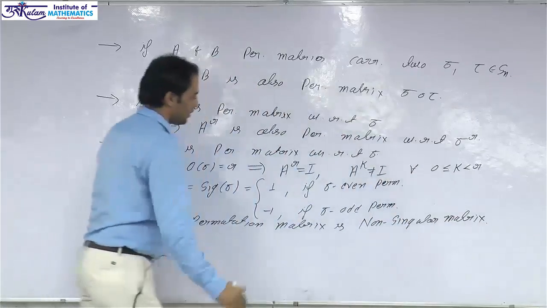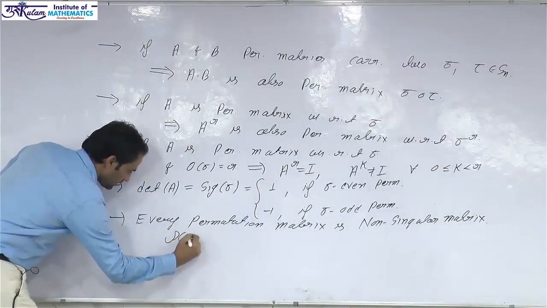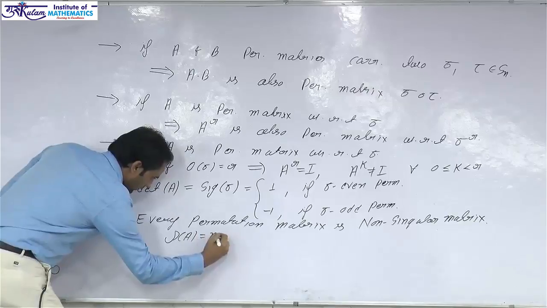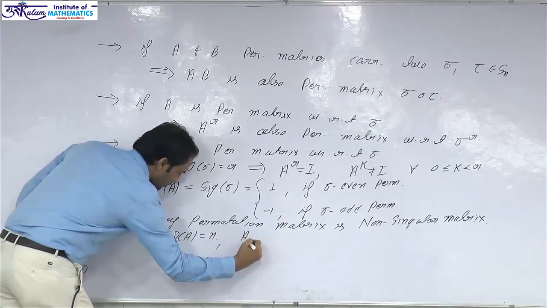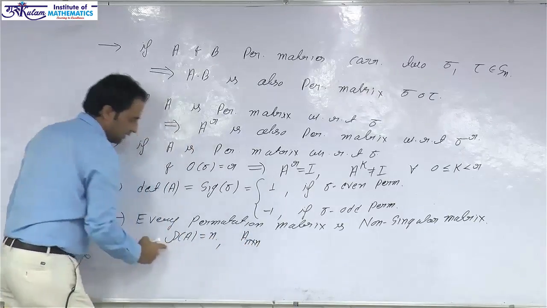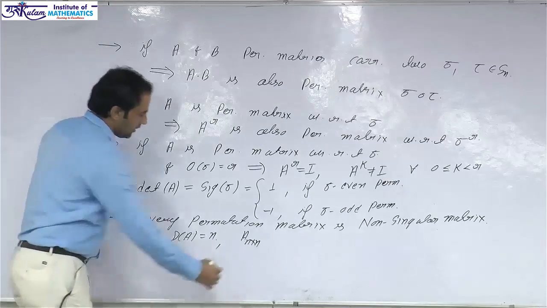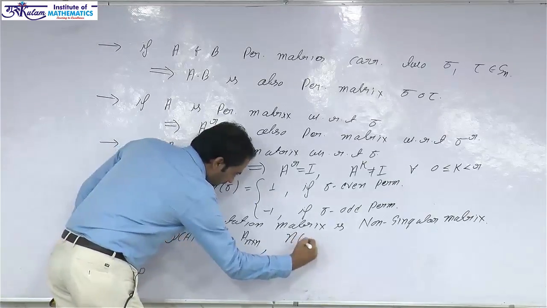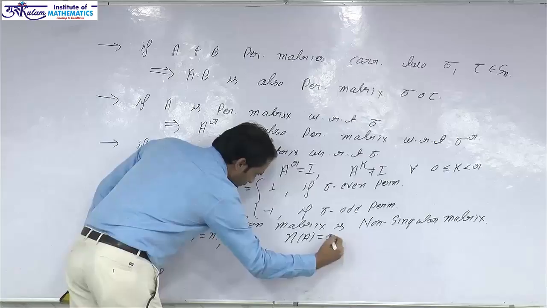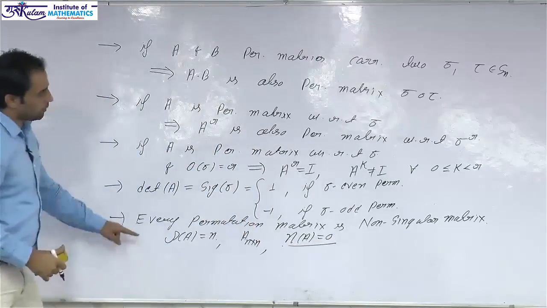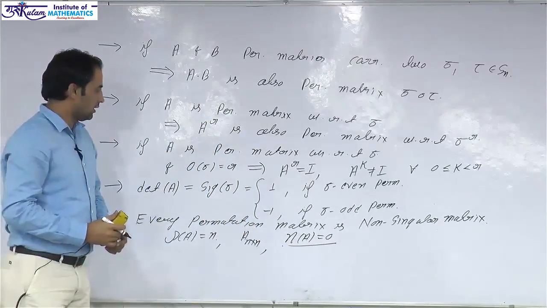That is, the rank of the matrix is always the order of the matrix. Say A is an n cross n permutation matrix, then the rank of A is always n and the nullity of A is always 0. So this is the next property of a permutation matrix.